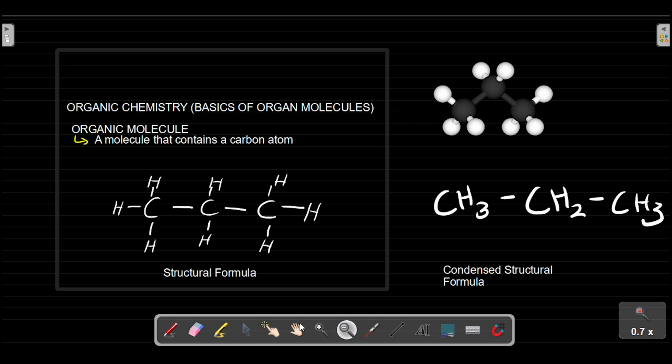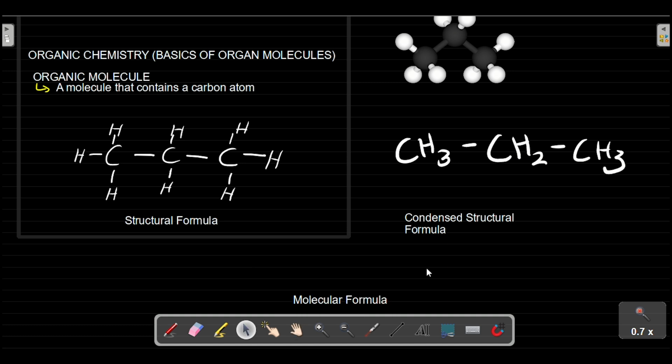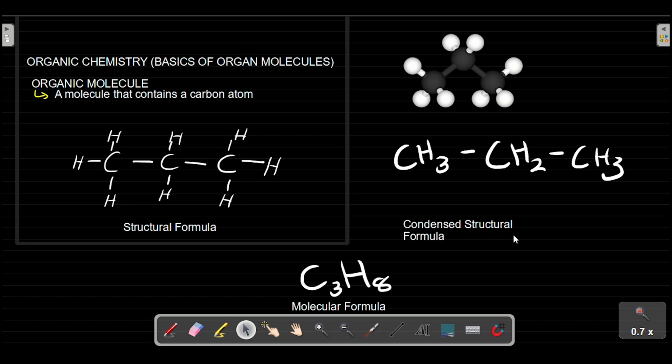One more formula we need to know that represents the molecular structure itself is the molecular formula. And this one is simply the number of, in this case, carbon atoms and hydrogen atoms. So how many carbon atoms do we have? We have 3. How many hydrogen atoms do we have? Well, it's 1, 2, 3, 4, 5, 6, 7, 8. So we have 8. And that's simply our molecular formula for propane.